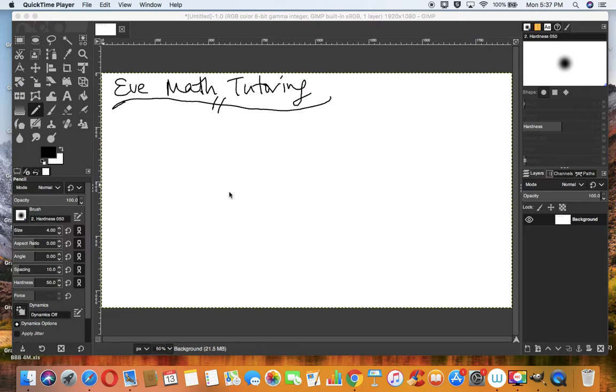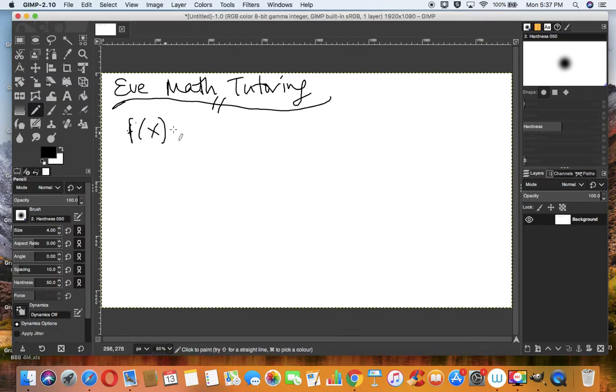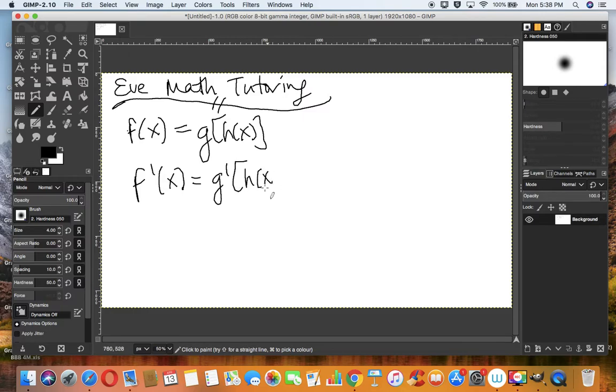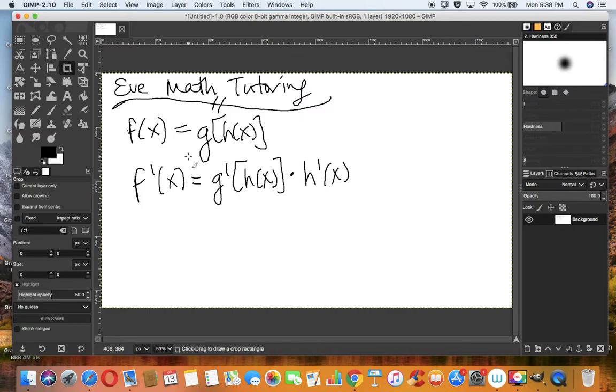Today we're going to do a lesson on calculus, on derivatives using the chain rule. So what is the chain rule? If you have a function f of x equals g of h of x, so you have a function within a function, then the derivative is given by g prime, so the derivative of g of x, g prime of h of x, times the derivative of h prime of x.